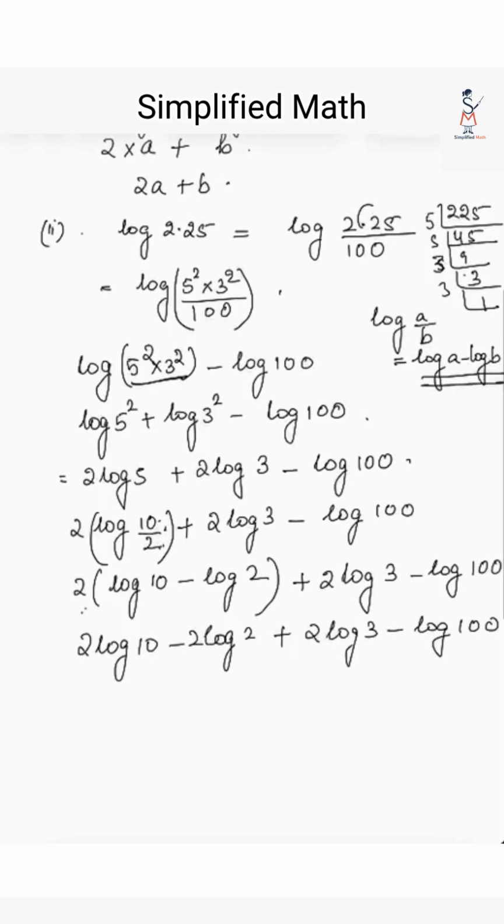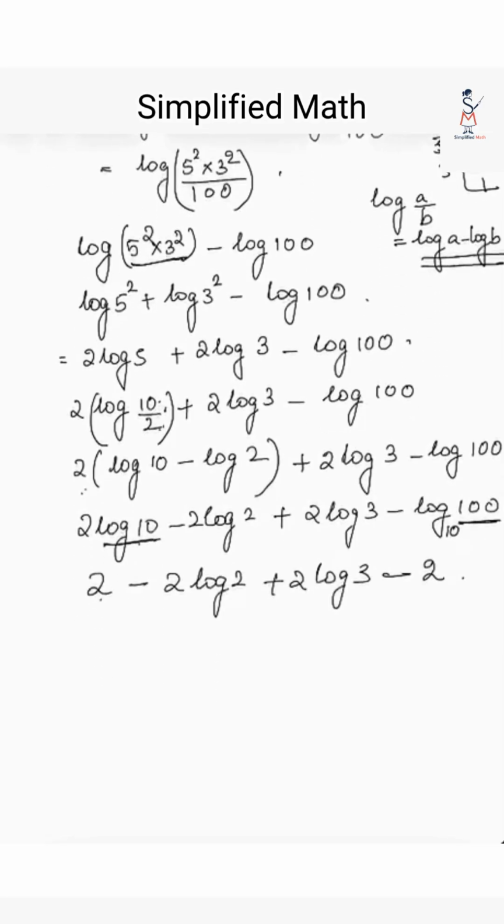Now we know that log 10 to the base 10 is 1. So log 10 will become 1. So this will become 2 into 1, that is 2, minus 2 log 2, let it be, plus 2 log 3 minus log 100. What is the value of log 100 to the base 10? It's 2. So it will become 2 here. And why it is 2? Because log 100 can be log of 10 square to the base 10. Fine. So this will become 2 log 10 to the base 10. And log 10 to the base 10 is 1. So this is 2. So 2 and 2 will get cancelled.